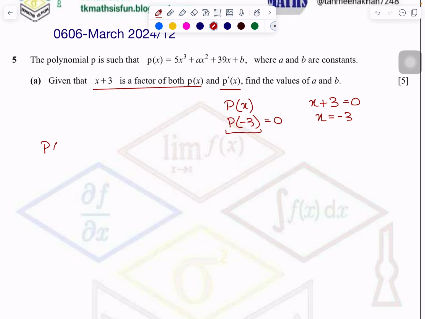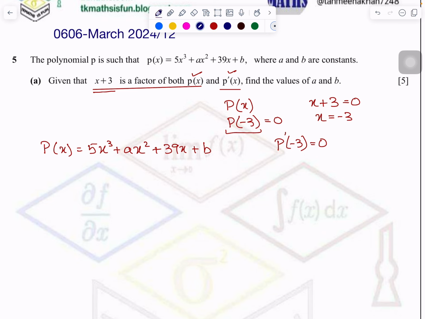So the given function is 5x cubed. This question has 3 parts. The third part is related to trigonometry, so it is a good combination of 2 topics. This function is given to you, and x plus 3 is a factor, which is also given. So this means p of minus 3 is 0 and p prime of minus 3 is 0, because it is given in the question that x plus 3 is a factor of both p of x and p prime x, right?